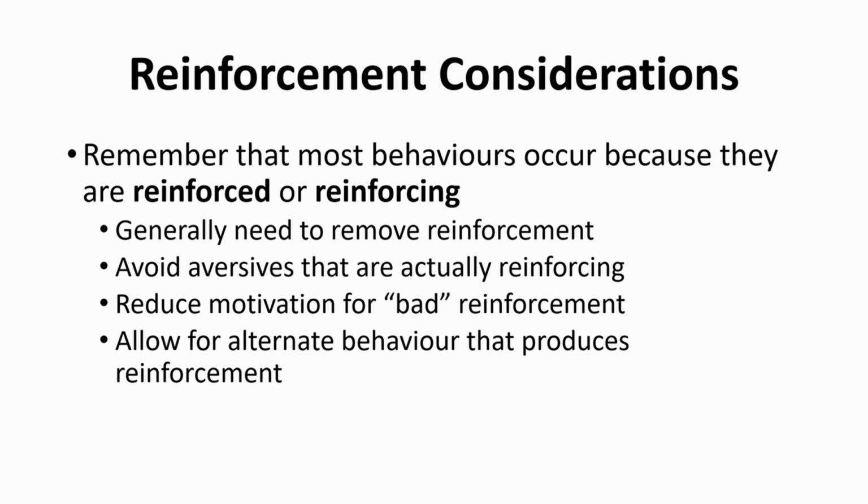Another good course of action would be to allow for alternate behavior that produces reinforcement. So instead of having their only reinforcement come from sort of tagging along with the punished behavior, maybe you give them something else that gives them that reinforcement instead. So maybe if you're scolding them for doing something bad, also include praise for something that they've done well. So move where that reinforcement is coming from to some other alternate behavior, so behaving well instead of behaving poorly, or something like that.